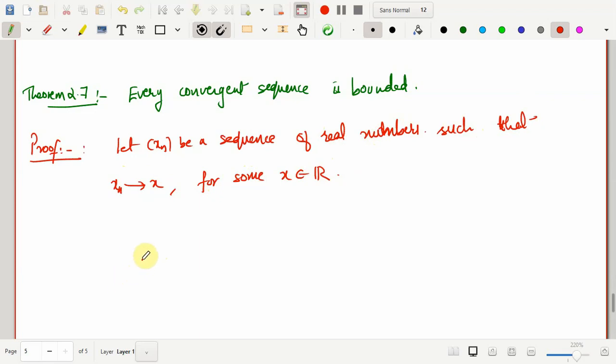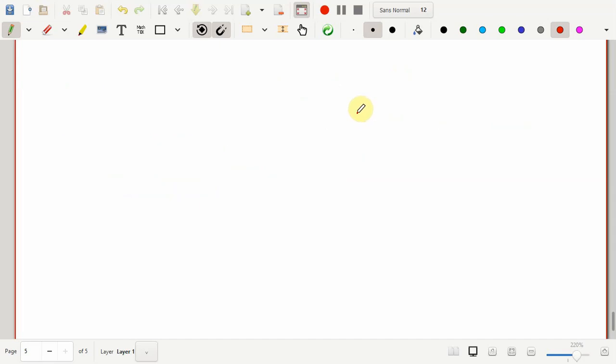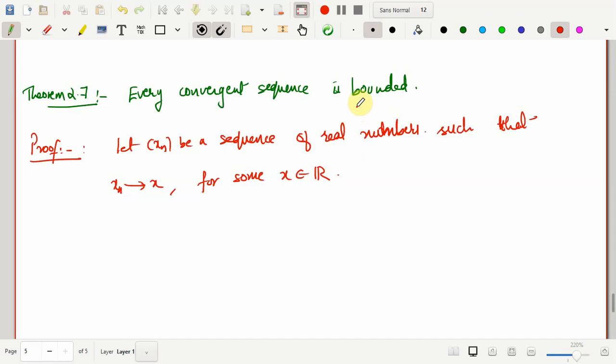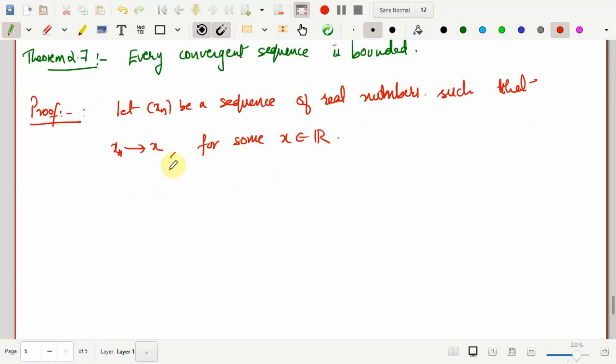Okay, so now our task is to find a bound for a sequence xn. That means we need to show that mod of xn can be made less than or equal to, say, some fixed positive real number. So what I'll do first, I'll use the fact that this xn converges to x. So that means for any given epsilon positive, I'm able to find a natural number such that after that natural number onwards, all xn lie in the interval x minus epsilon comma x plus epsilon.